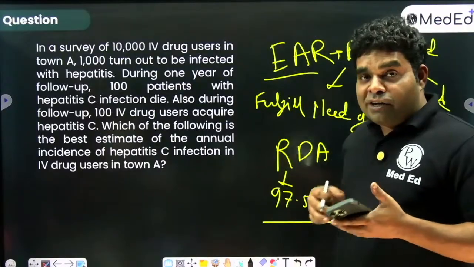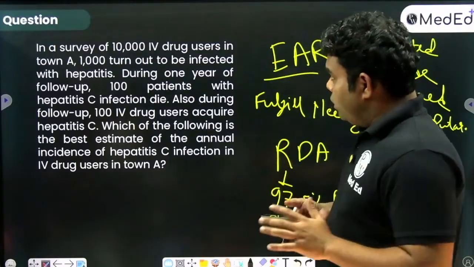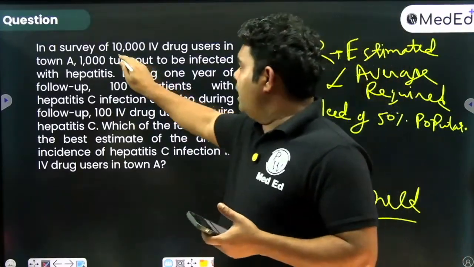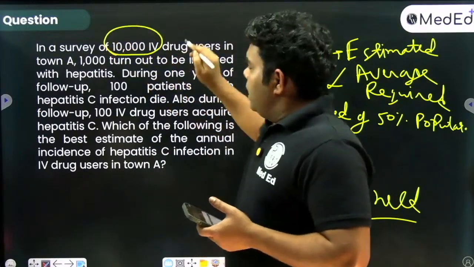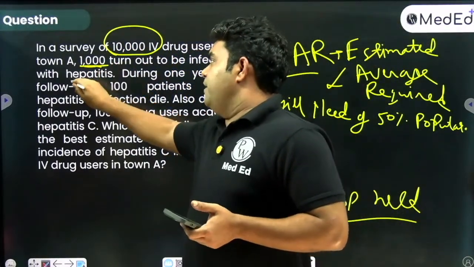This was the question based on which a similar question came in the INI-CET recent exam also. The question was that there is a survey done on 10,000 IV drug users, and it was found that out of these 10,000, 1,000 are having hepatitis.